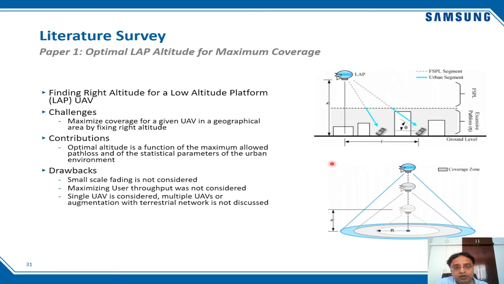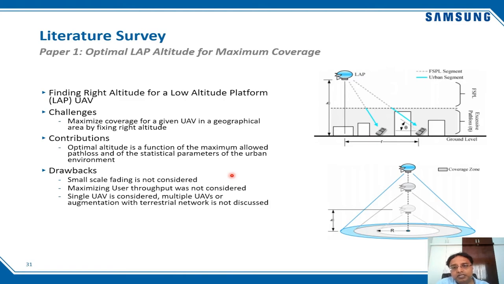And over here, the contribution is to give altitude as a function of path loss and other statistical parameters of the urban environment. However, if you go and look at the small scale fading part, it was not really considered well in the paper. And it is only about coverage extension. It's a coverage enhancement or coverage analysis. There is no capacity analysis that is done. And one of the most important things is that a single UAV is considered in this paper.